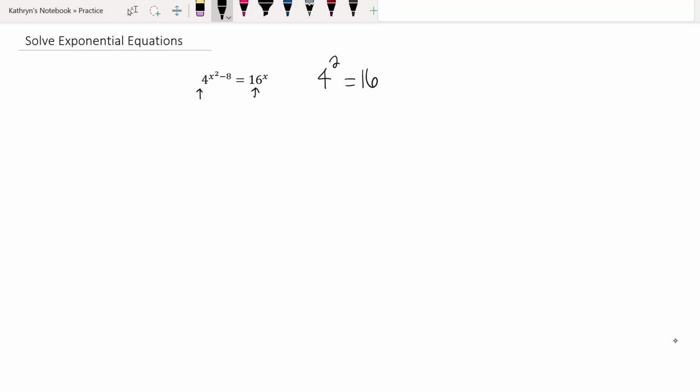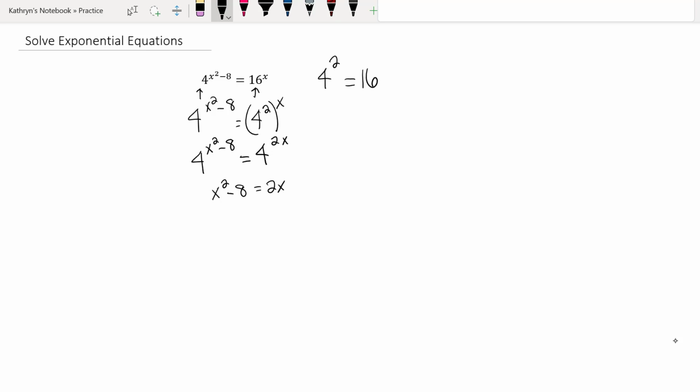So what I'm going to do is, instead of writing 16, I'm going to write 4 squared, and then it's still to the x. So the other side, we still have 4 to the x squared minus 8. Now, when I have a power to a power, we multiply. So we're going to have 4 to the x squared minus 8 equals 4 to the 2x. Well, now we have the same base. Now we can make the exponents equal to each other. So we're going to have x squared minus 8 equals 2x.